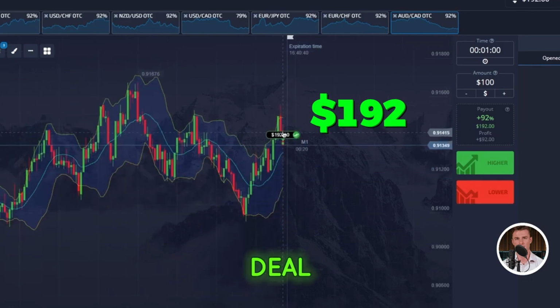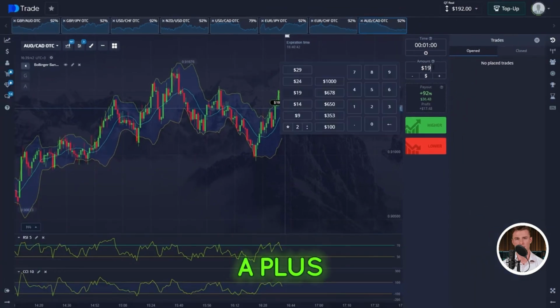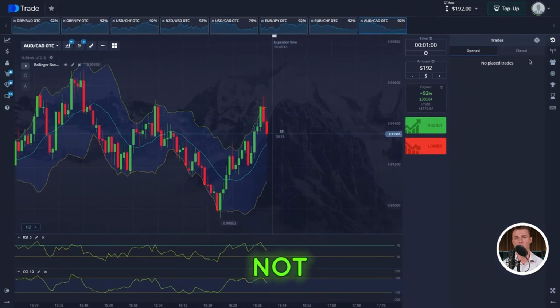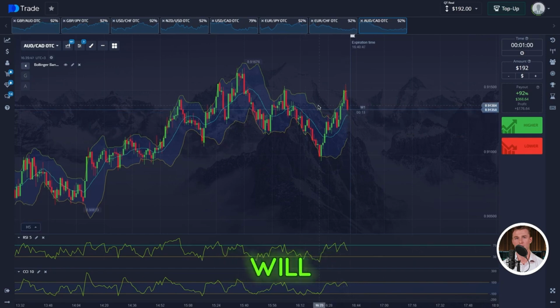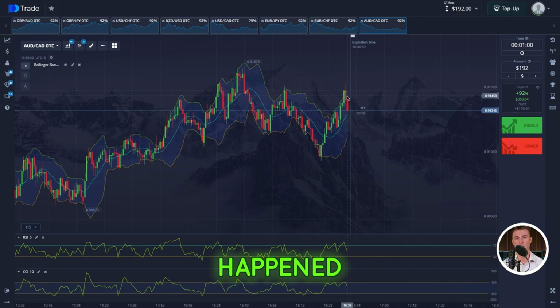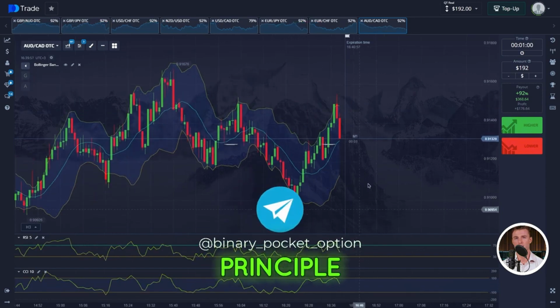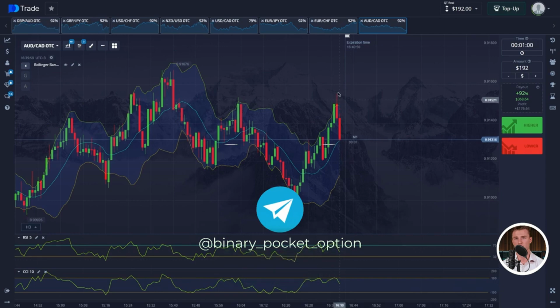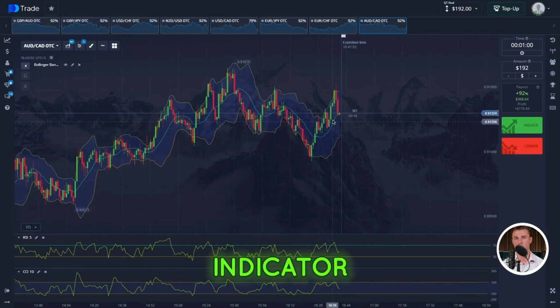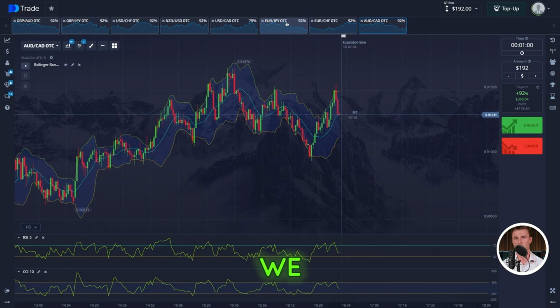And our first deal easily closes in A+. As I said, a not very good opening level of the deal will not prevent us from closing it in A+, and that's exactly what happened. This is how we open a deal for a decrease. That is, according to this principle, leaving the overbought area, touching the upper band of the indicator, and opening for a decrease. We will select the next currency pair.